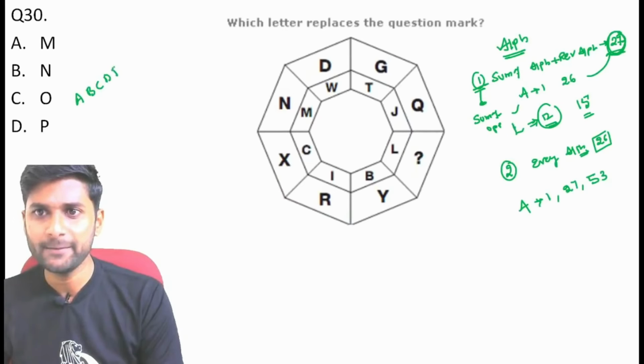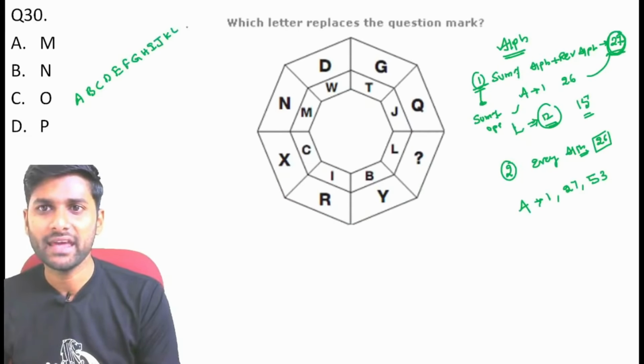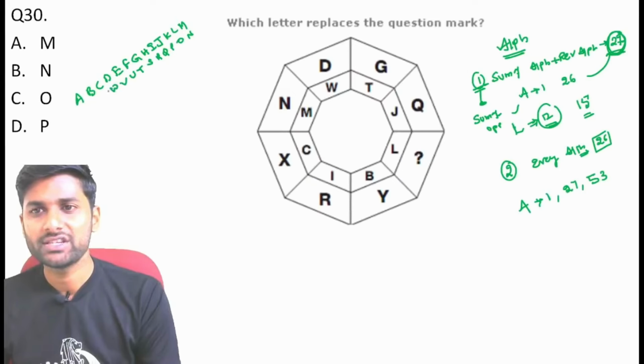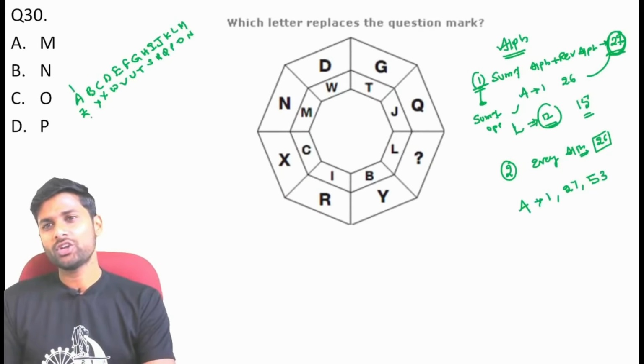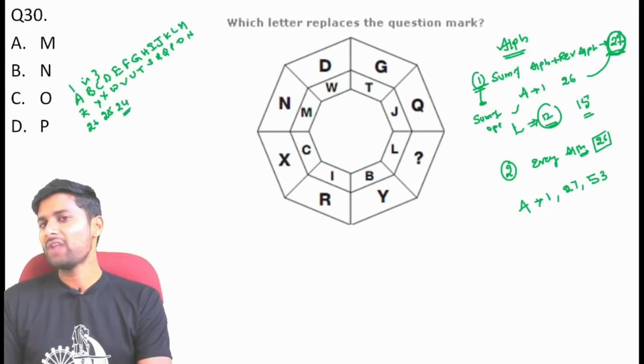A, B, C, D, E, F, G, H, I, J, K, L, M, N, O, P, Q, R, S, T, U, V, W, X, Y, Z. Now we already know that 1 and 26 are opposites, 2 and 25, 3 and 24. If you interchange C and X, if alphabetical 3 is C, definitely reverse alphabetical becomes 24. B alphabetical is 2, and the opposite number 25 is the reverse alphabetical.